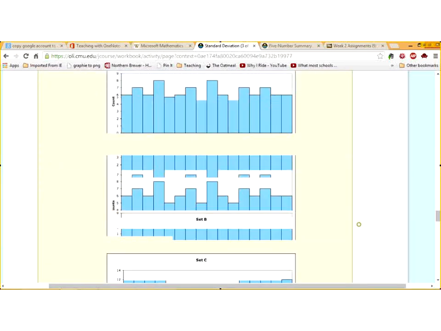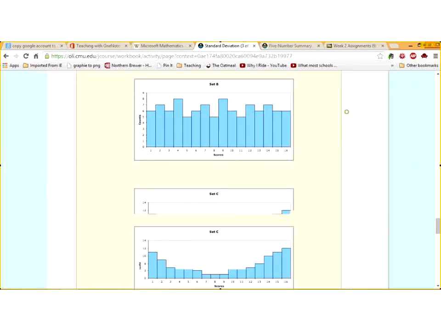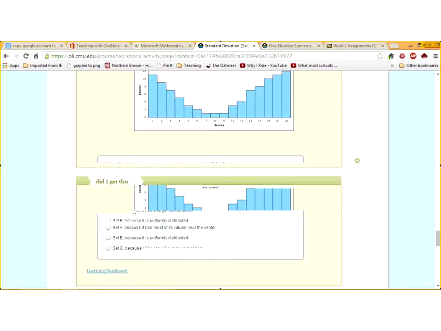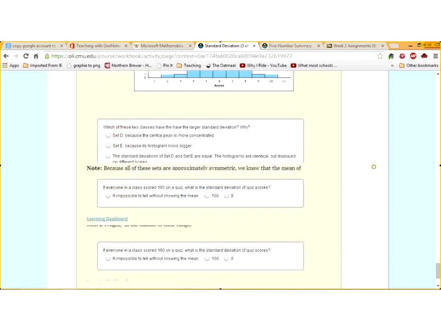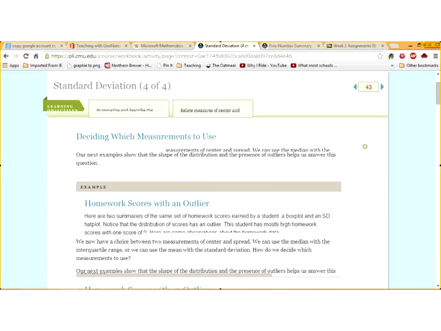All right, let's move on. So these are some different data sets. I'm trying to predict which one seems to have the greatest spread from the center, the greatest variability. Similar on those. Let's see here. So I think we're on the last page here.